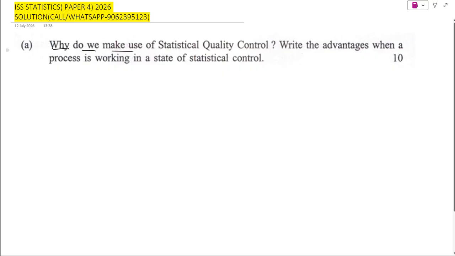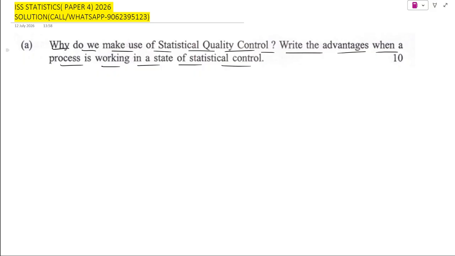Why do we make use of the statistical quality control? Write the advantages when a process is working in a state of the statistical control. Okay. Now, first of all, let us understand what statistical quality control means. Statistical quality control is the application of statistical techniques to monitor, control, and improve the quality of the products and manufacturing processes. So its main objective is to ensure that the products meet the required quality standards while minimizing defects and the production cost.